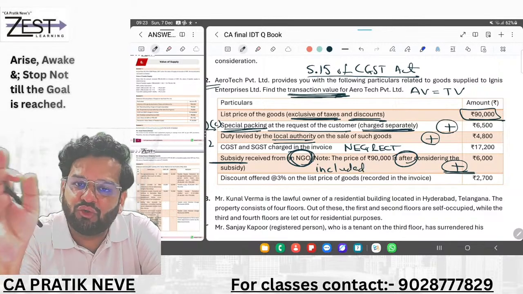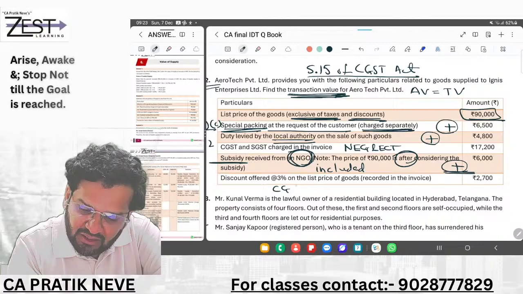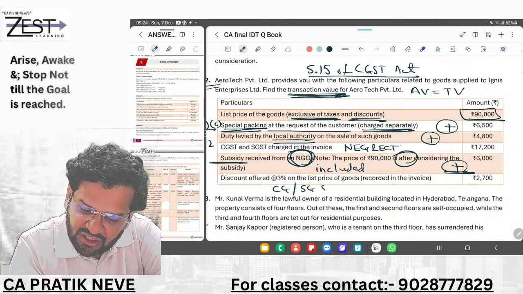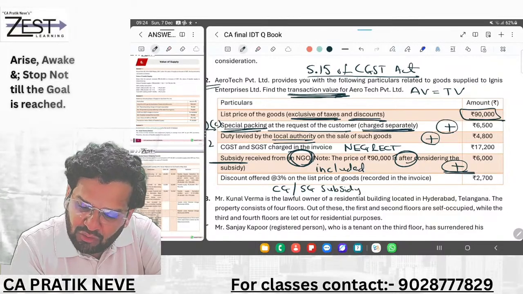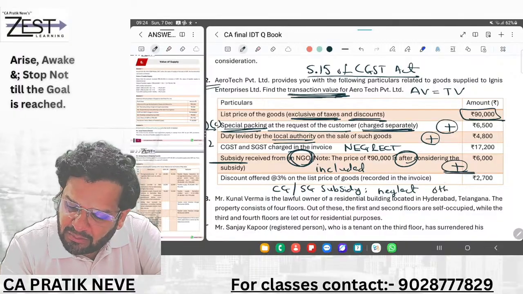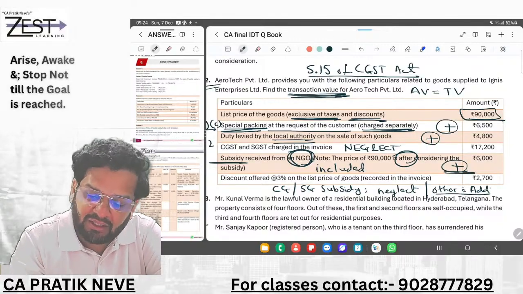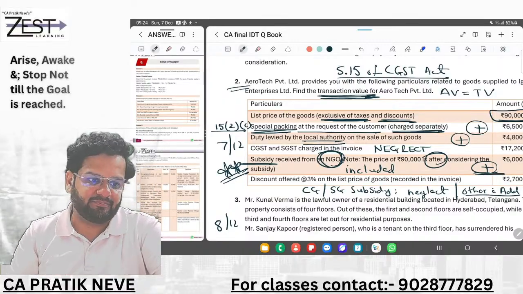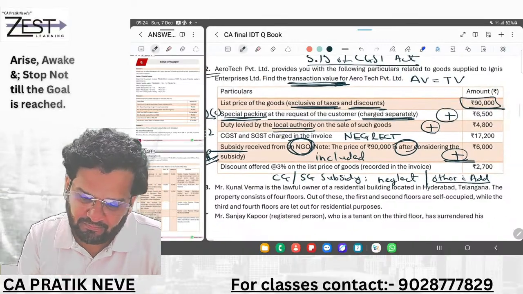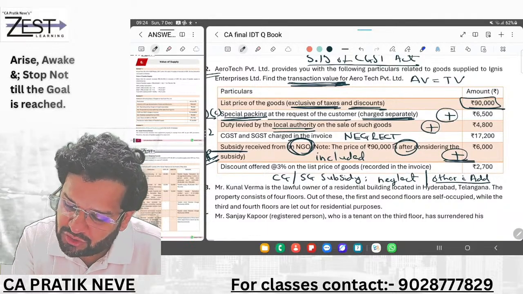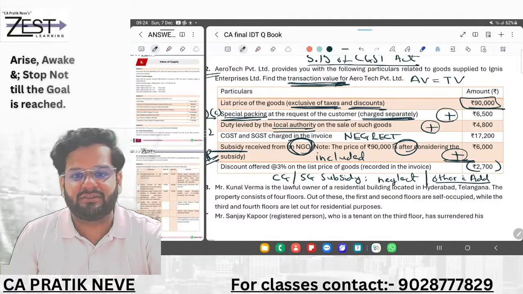So what is the simple thumb rule? CG, SG subsidy, you neglect. It's a simple thumb rule. And other subsidies you add. Why am I telling you in so much detail? Because many times this is asked. Discount offered at 3% on list price of goods. So discount you will minus.